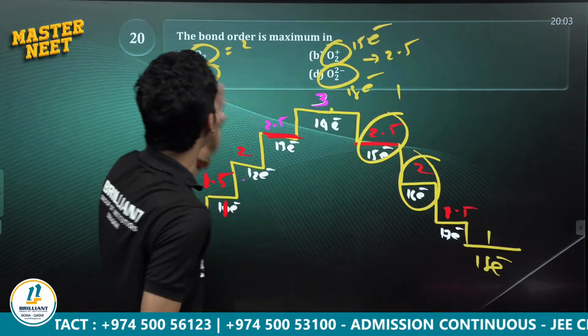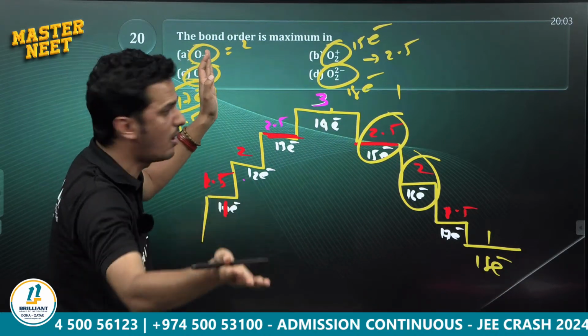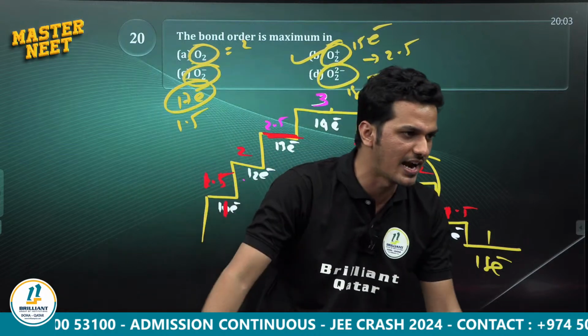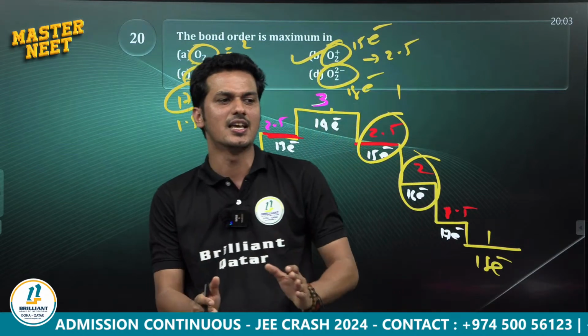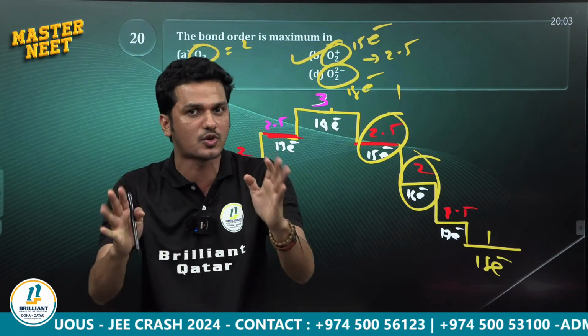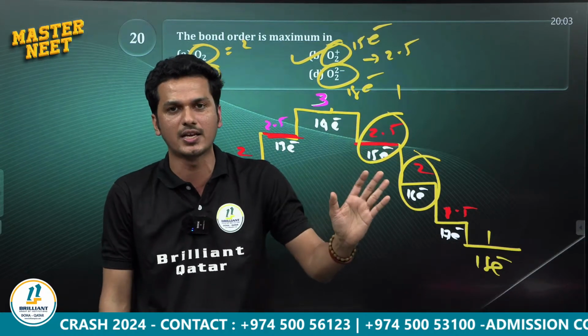Now they are asking which one of the following has maximum bond order, and it is for O2 plus. I hope you got it. So that's it, guys. I tried to explain the very important topics from 10 questions from the chapter chemical bonding. This is not enough.